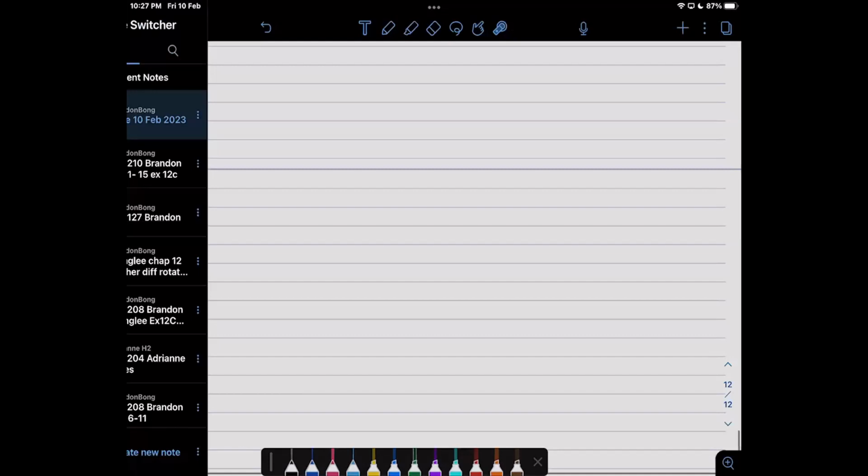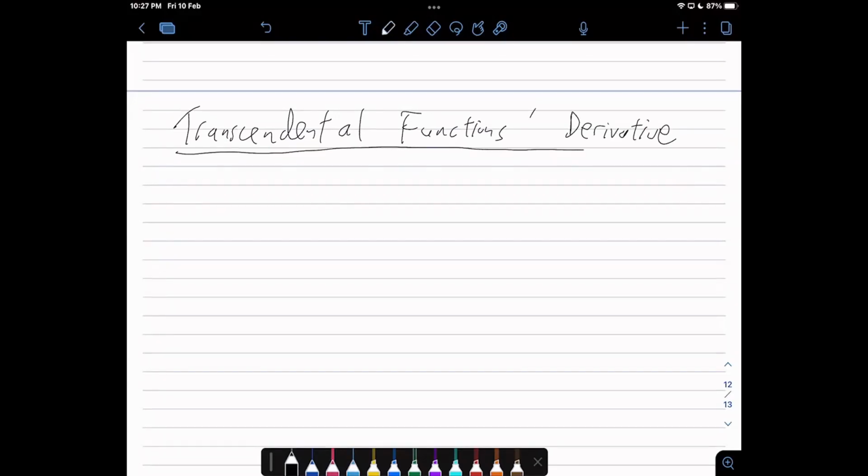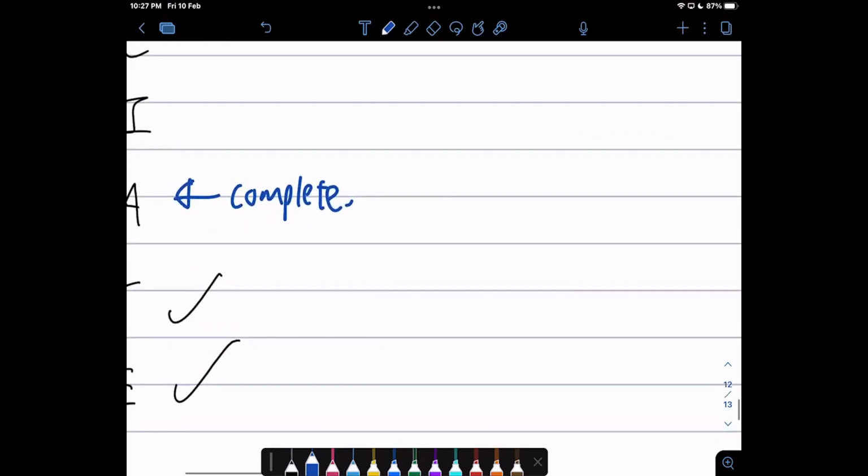Okay, now I need to introduce to you transcendental functions. What's transcendental functions? You already know, LIATE, I already introduced just now. We're gonna focus on this, and this. This one, complete. We already learned all the techniques, right? So far, what are the techniques for differentiation?